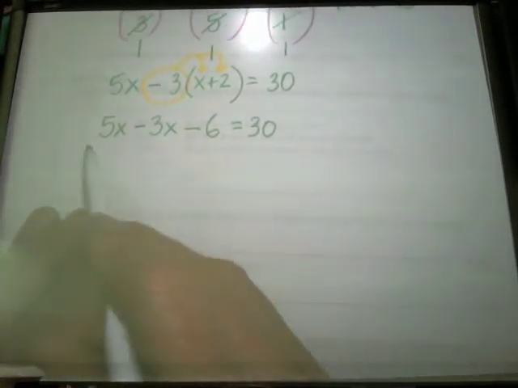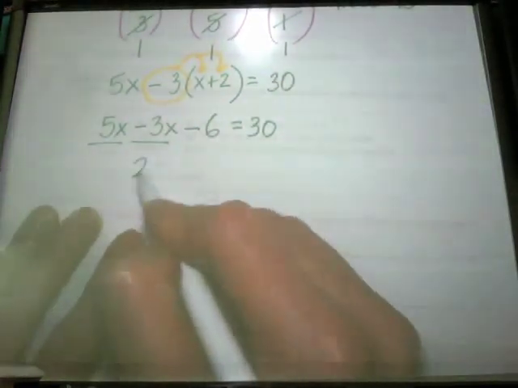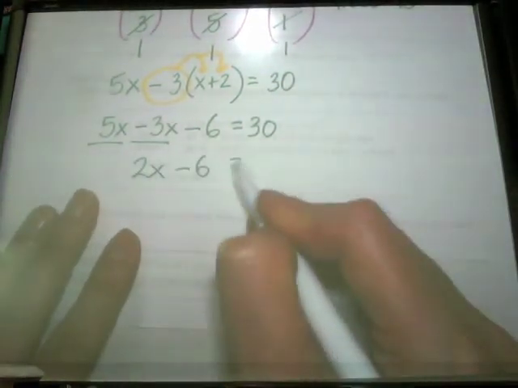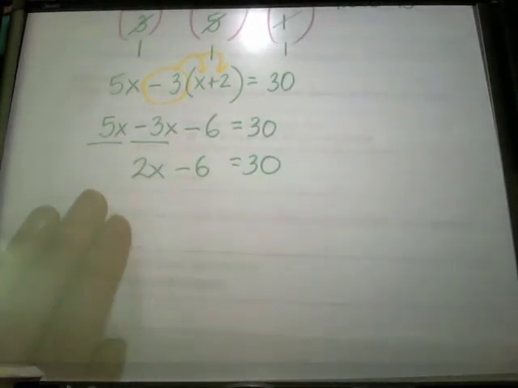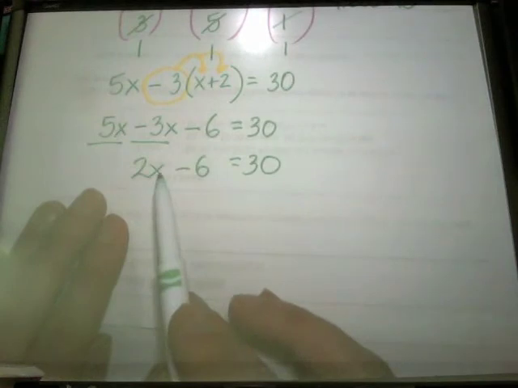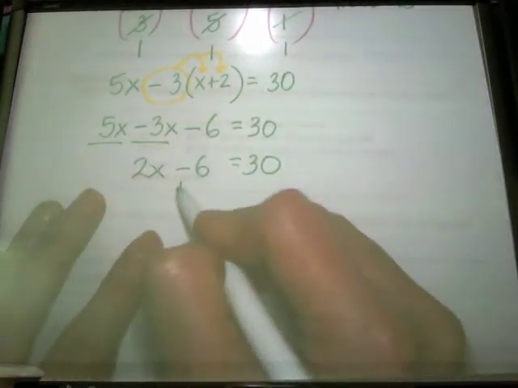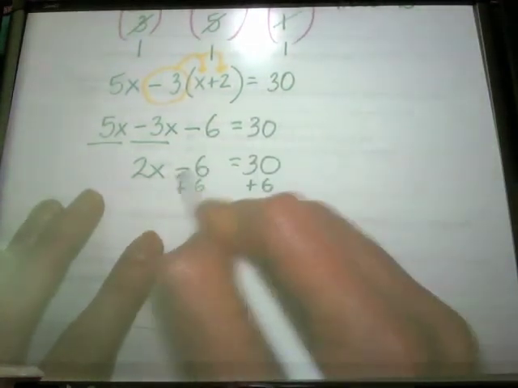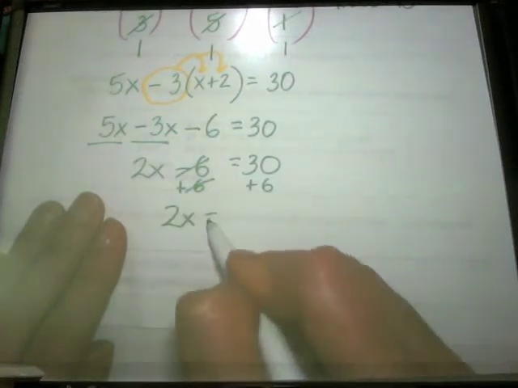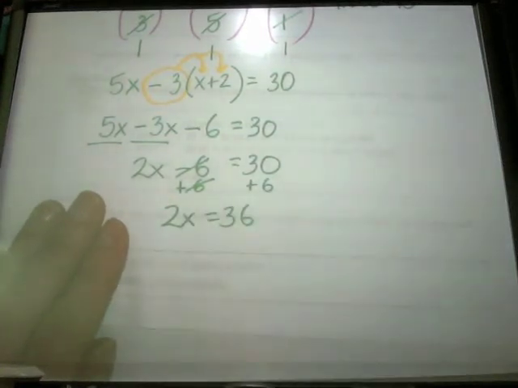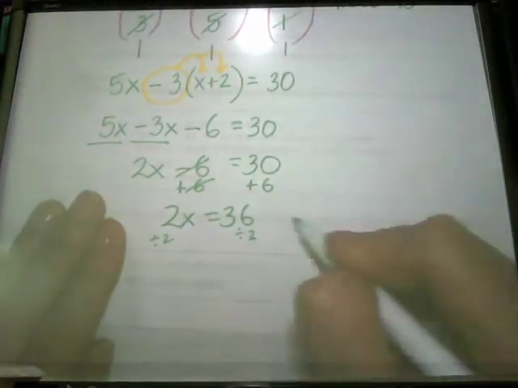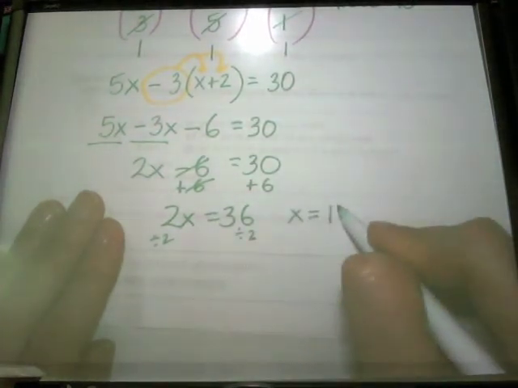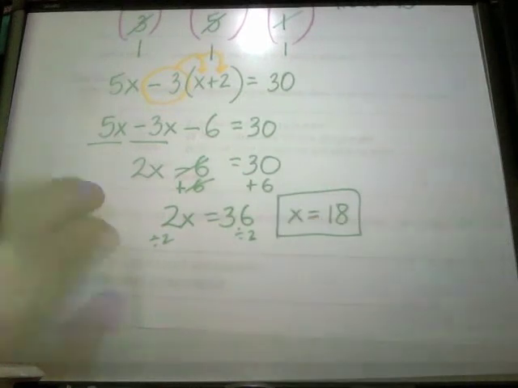Now we can combine like terms. 5x minus 3x, 2x. So I'm left with 2x minus 6 equals 30. As always, we leave the variable alone to start. We start by undoing minus 6, by doing plus 6 on both sides. 2x equals 36. And when I divide both sides by 2, I get my answer.